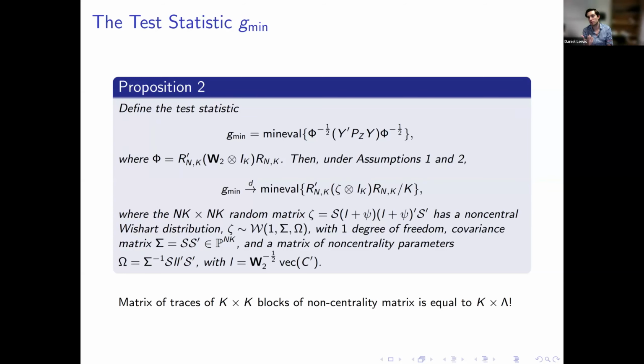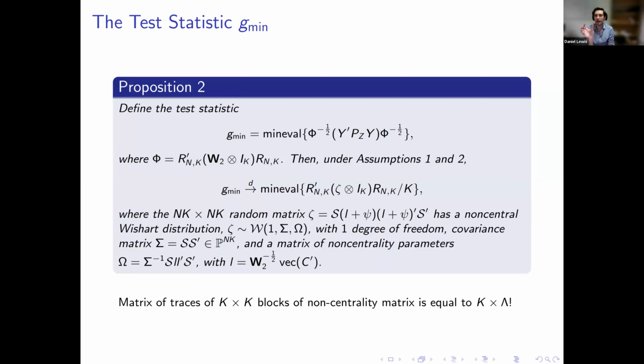Then we have to work out the limiting distribution of this test statistic, and that's where things start to get more complicated. So it's going to depend on an NK by NK random non-central Wishart random variable, zeta, which is what you see in the middle of that expression there. Non-central Wishart random variables are not the friendliest to work with distributionally to begin with, but it's not going to depend just on zeta. It's going to depend on that special structure again.